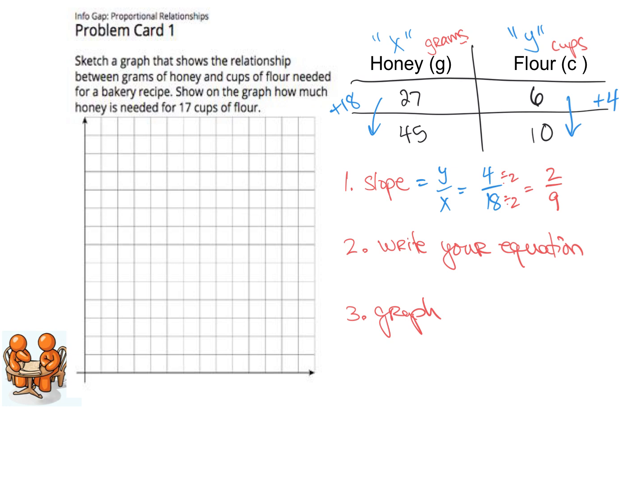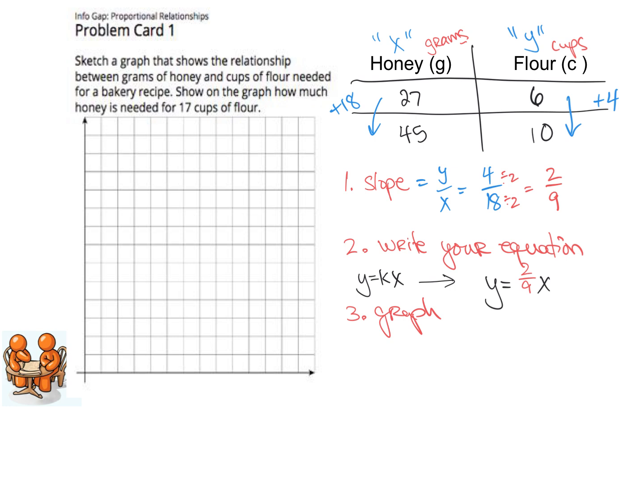Okay, so we need to write an equation. Remember, the equation is y equals kx, where k is the constant of proportionality. It's also the slope. Okay, so let's put this all together. So we're going to have y equals, put in your slope, which is 2 over 9, and then we still have the x sitting along there.